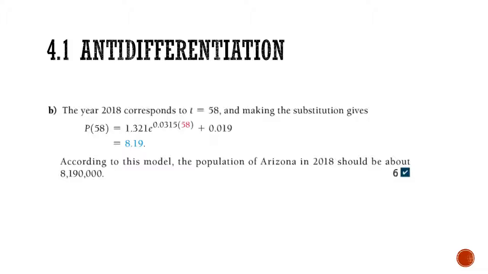For part B, we're just going to put 58 in for t and we get 8.19, which means that in 2018, the population should be about 8,190,000 people.